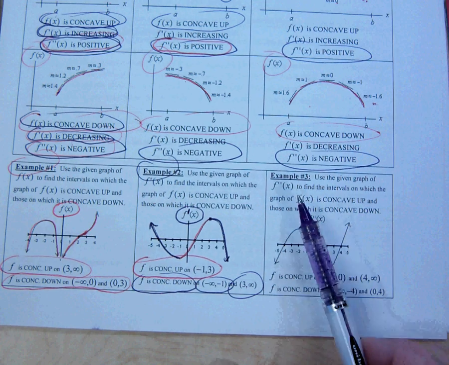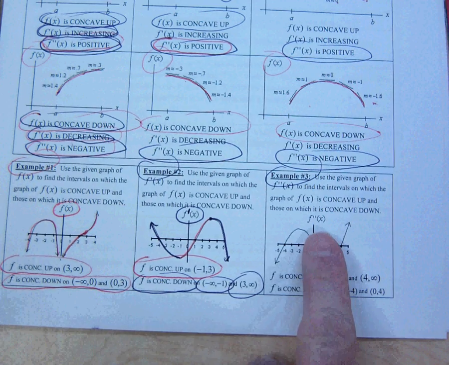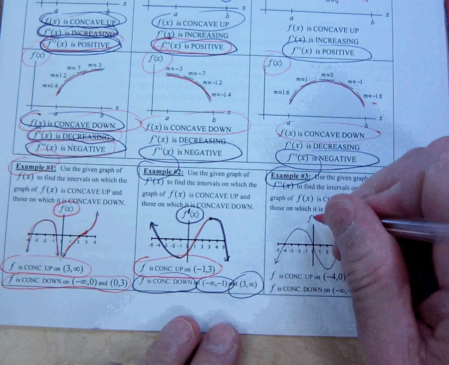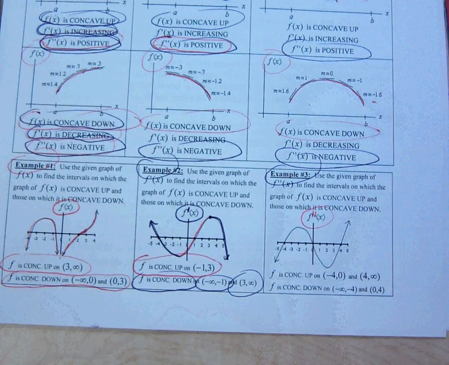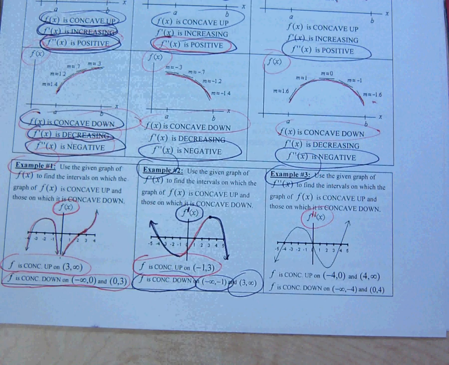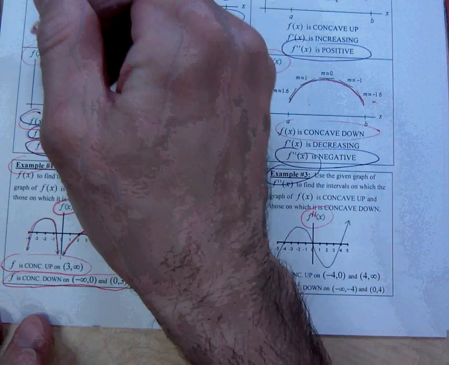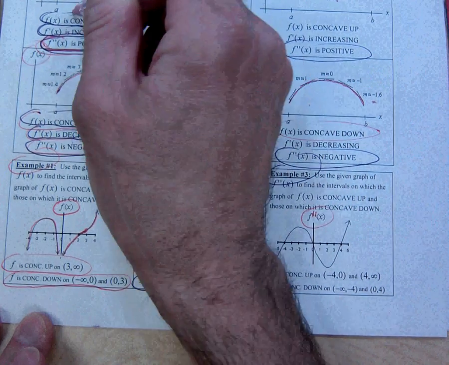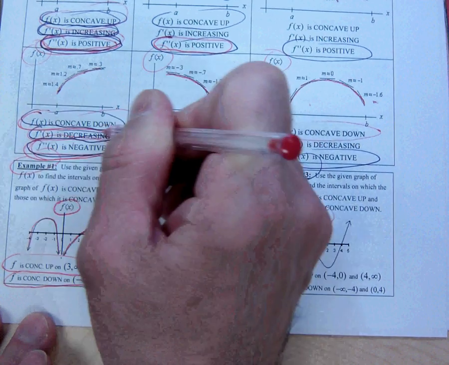All right, so let's look at example 3. This time, what am I giving you a graph of? I'm giving you a graph of F double prime. Does everybody see that this is a graph of F double prime? But I'm still asking you about F. So how can you look at a graph of F double prime and tell me about the concavity of F? Well, whenever F double prime is positive, F will be concave up. And whenever F double prime is negative, F will be concave down.